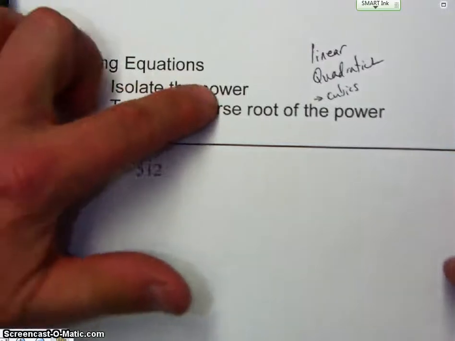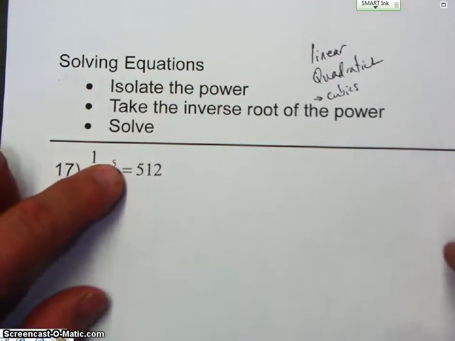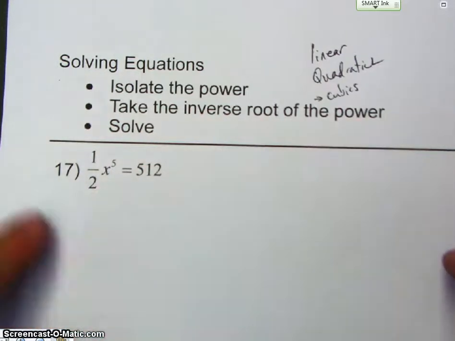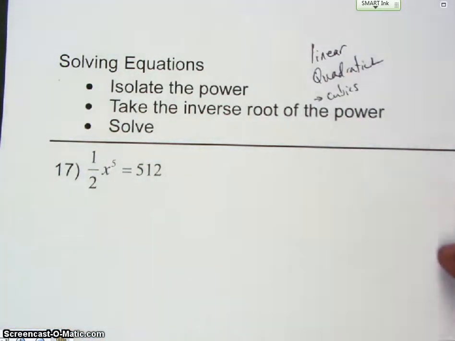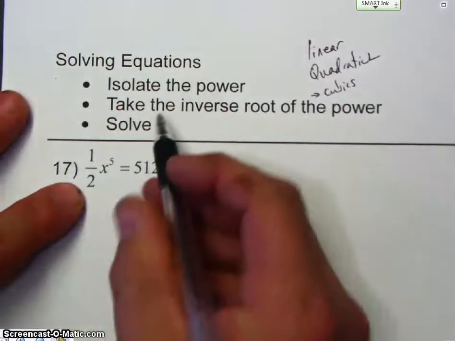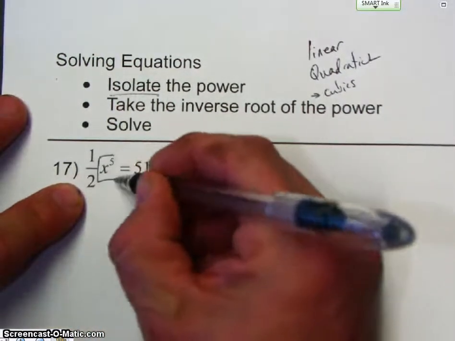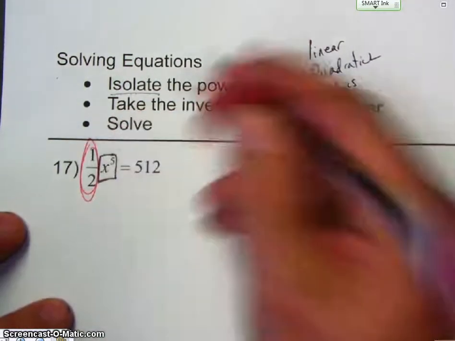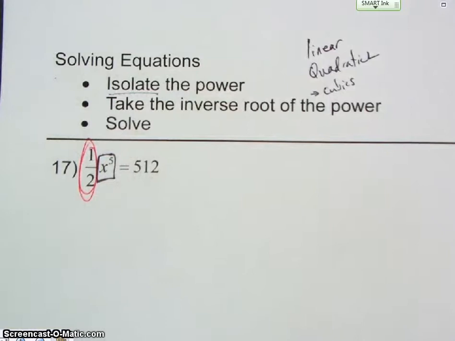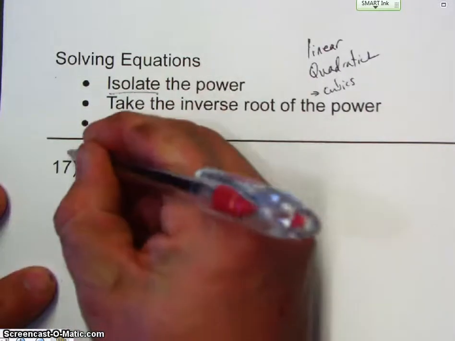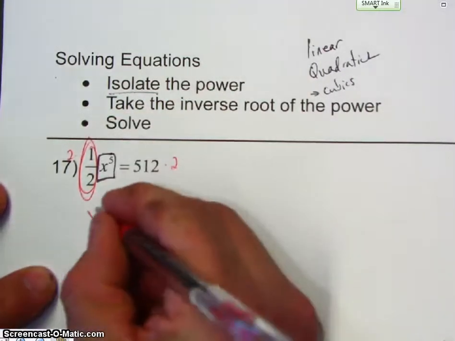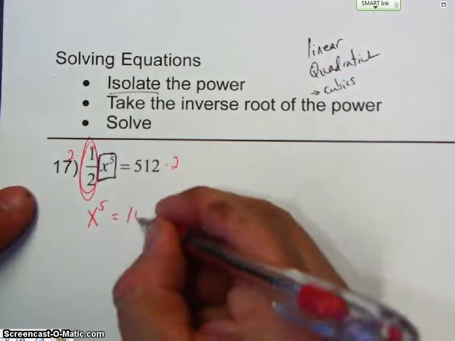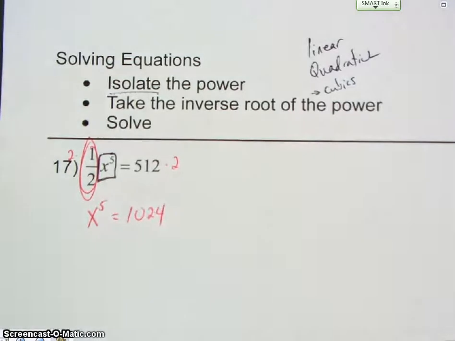First, you need to isolate the power, in other words, isolate the variable with the power. Then you take the inverse root of the power, which I'll show you in this example, and then you solve. So the first step is to isolate the power. We want to get this by itself, so I have to multiply both sides by 2. Now I get x to the 5th equals 512 times 2, which is 1024.